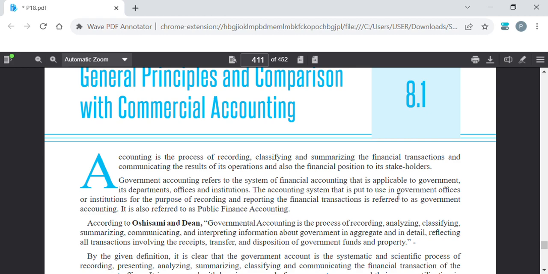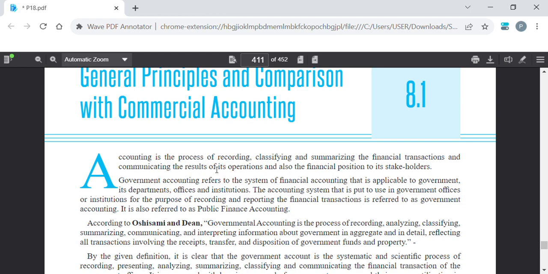The accounting system that is put to use in government offices or institutions for the purpose of recording and reporting financial transactions is referred to as government accounting. A system which is used in government offices and departments for the purpose of recording, classifying, summarizing and reporting is known as government accounting. It is also referred to as public finance accounting.